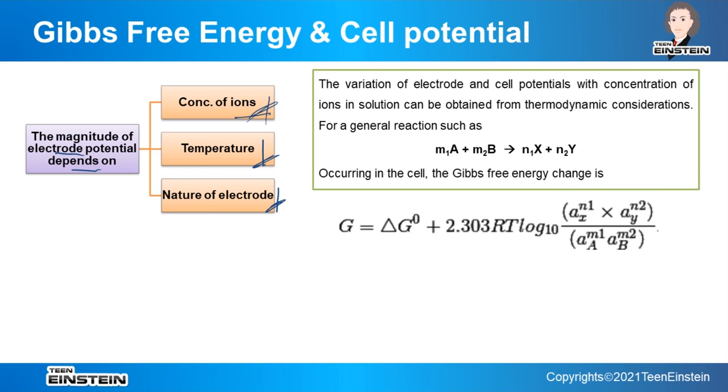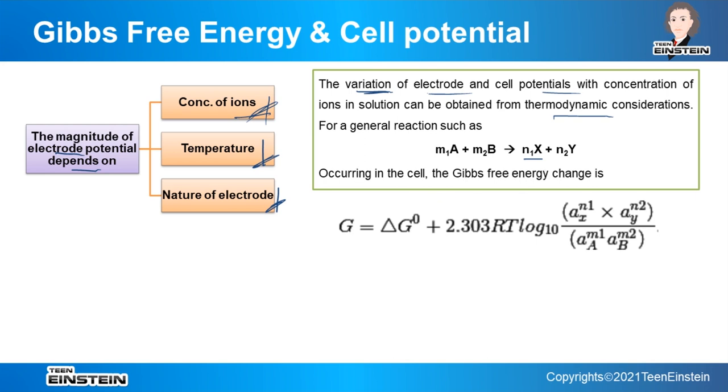Variation of electrode and cell potentials with concentration of ions in solution. So here what is changing? Electrode and cell potential, and temperature is fixed. So how can we obtain it? It can be obtained from thermodynamic consideration. Here we have taken a general equation, which is n1 M1A plus n2 M2B, with products X and Y and coefficients n1, n2 respectively.